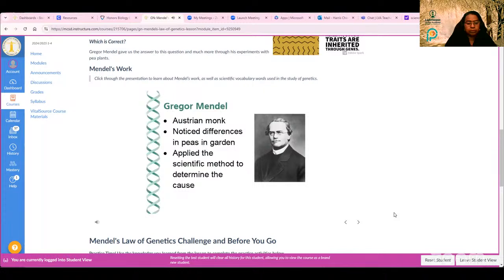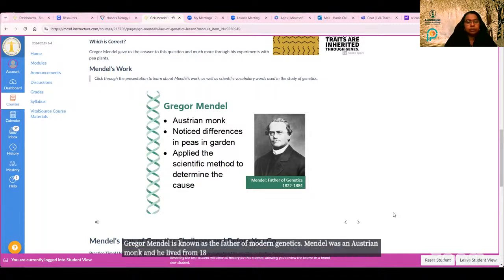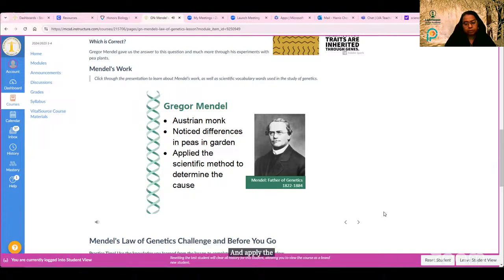Gregor Mendel is known as the father of modern genetics. Mendel was an Austrian monk, and he lived from 1822 to 1884. His genius was that he noticed differences in peas being grown in the monastery's garden and applied the scientific method to determine the cause of these differences.